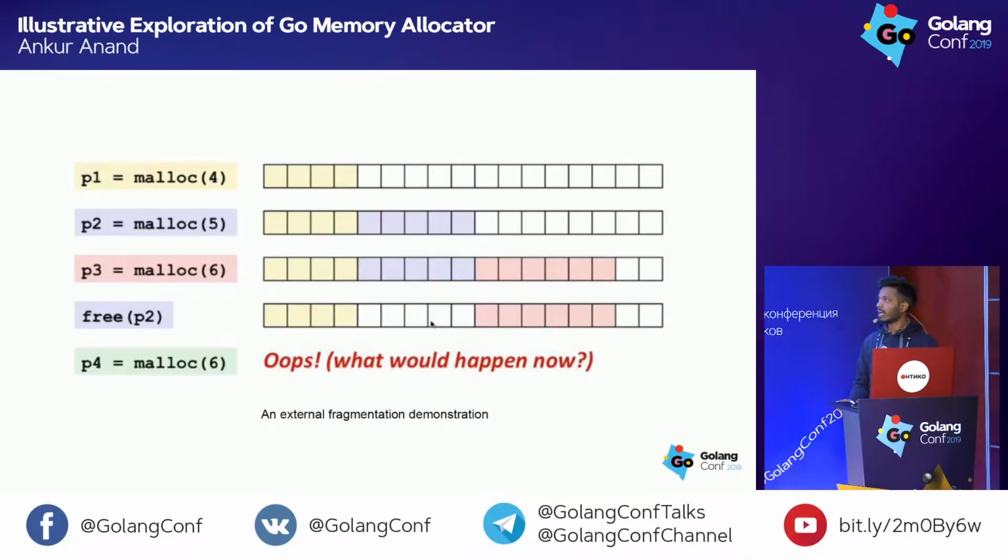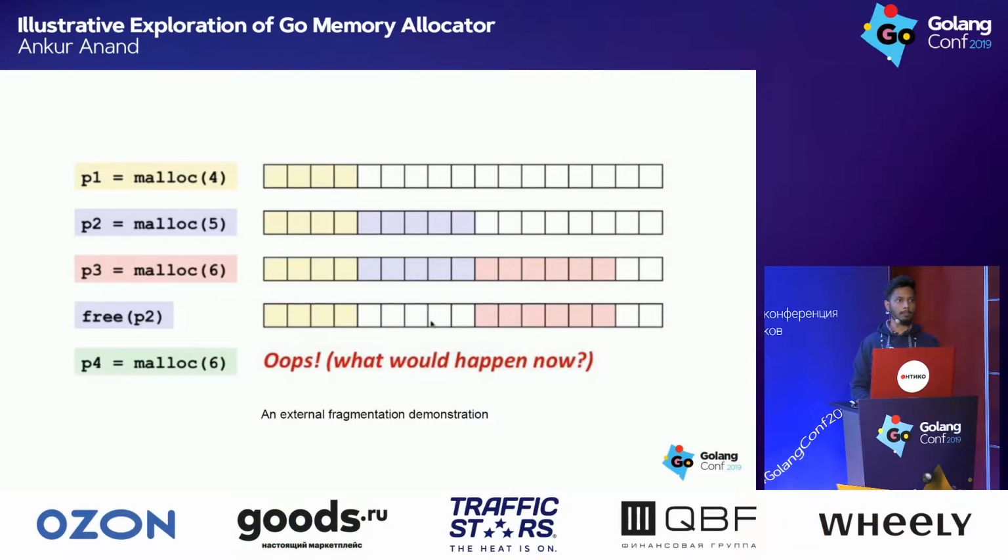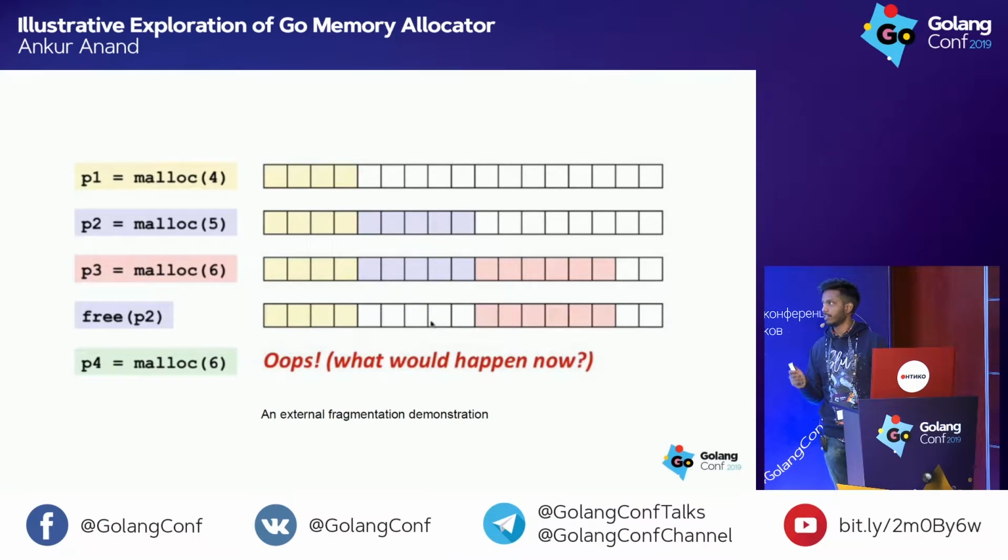Okay, now we have the basic idea about what happens at the operating system. Let's focus on the application side. Here we have a chunk of memory. In the first operation, P1, we allocate 4 bytes. In P2, we allocate 5 bytes. In P3, we allocate 6 bytes. Now we have 2 bytes left.